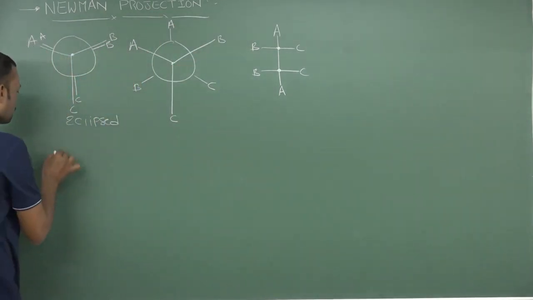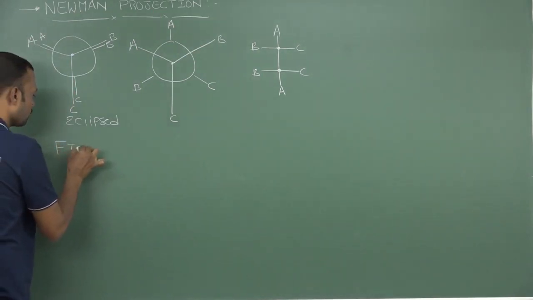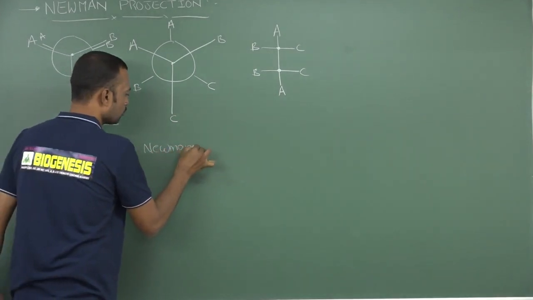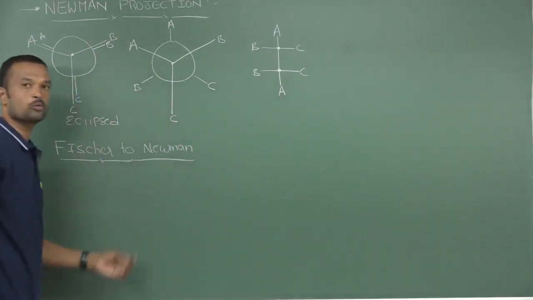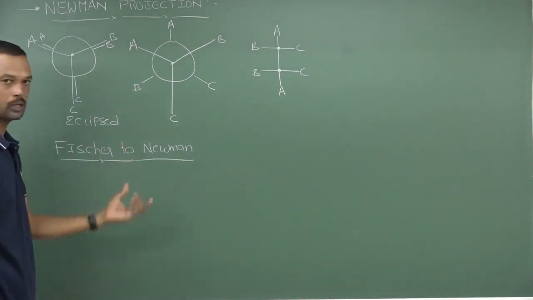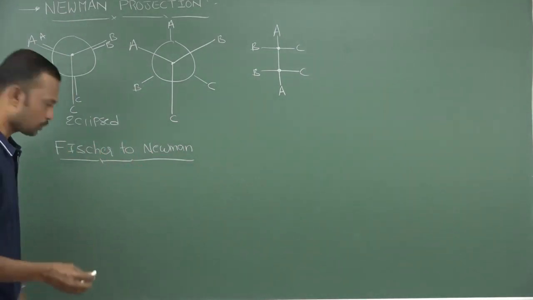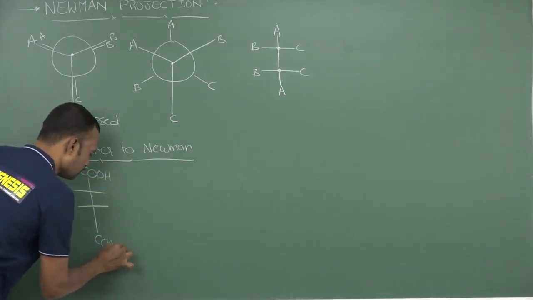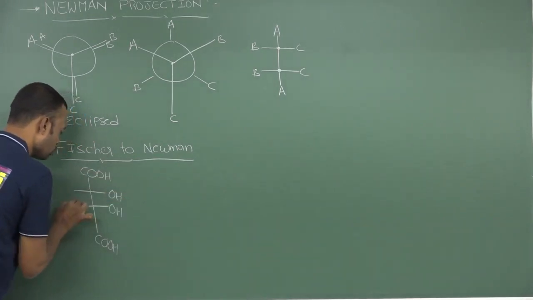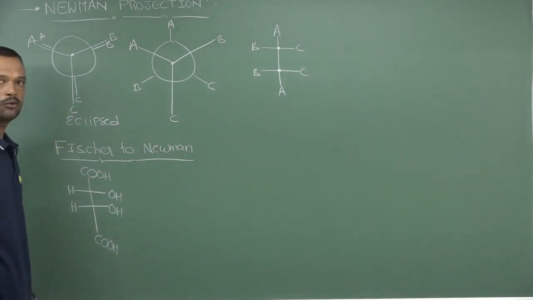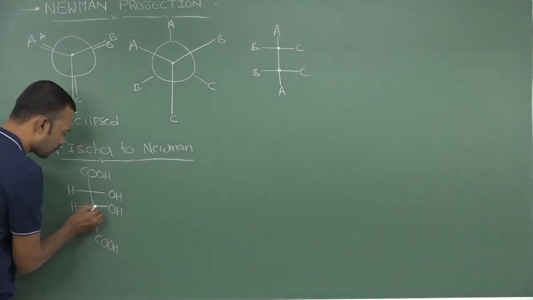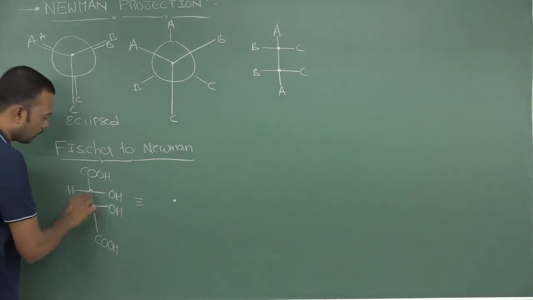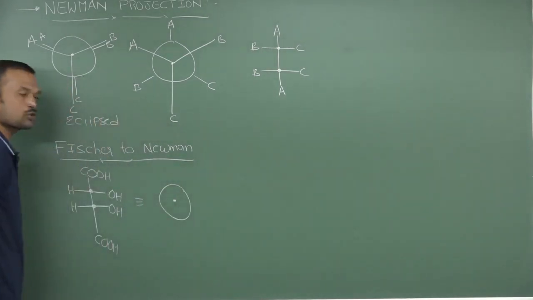Now we are going to discuss how to convert a Fischer projection to Newman. That is interconversion. So, we are converting Fischer to Newman. Before converting Fischer to Newman, first of all write down a suitable Fischer projection. I am writing a Fischer projection of meso-tartaric acid. If you write the Fischer projection of meso-tartaric acid, this is the front carbon and this is the rear carbon. The front carbon is represented by a dot and the rear carbon by a circle.